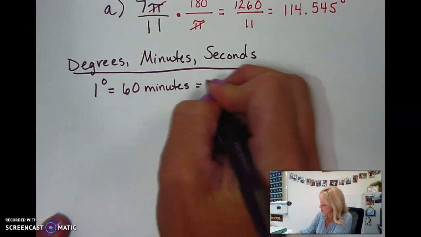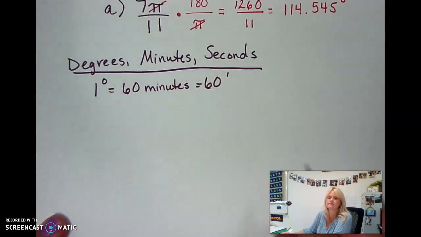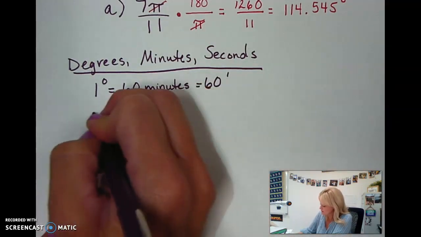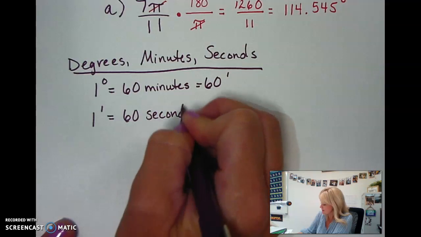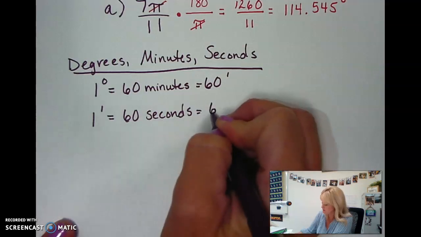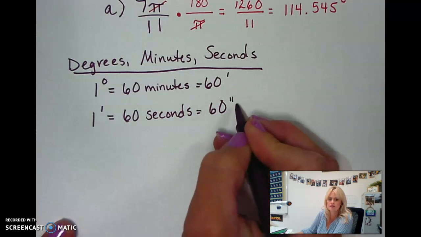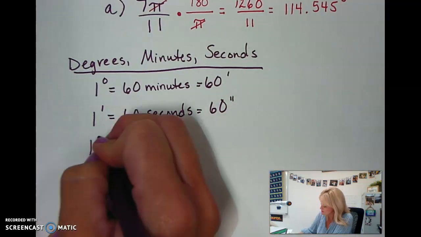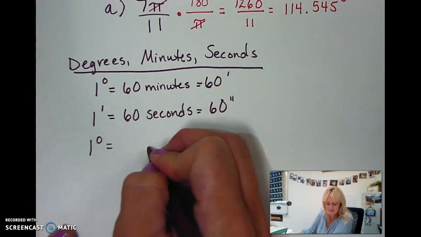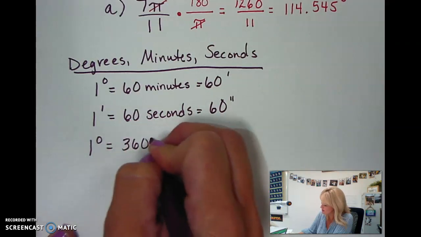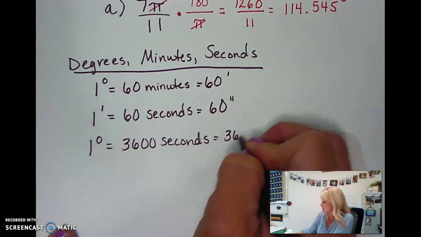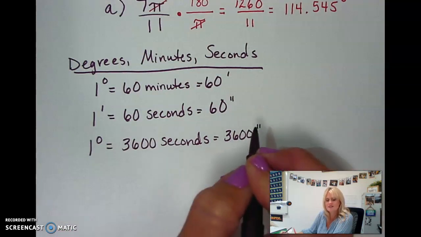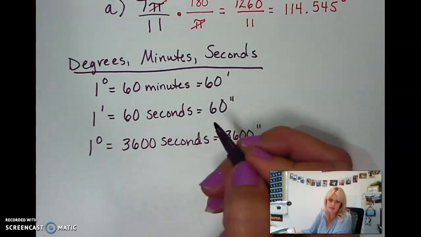And the symbol for minutes is this mark right here. 1 minute equals 60 seconds. And the symbol for seconds looks like 2 lines up here. So 1 degree equals how many seconds? 3,600 seconds. So it's kind of a lot like time, isn't it? With hours, minutes, and seconds, except for instead of hours, it's the actual degree.